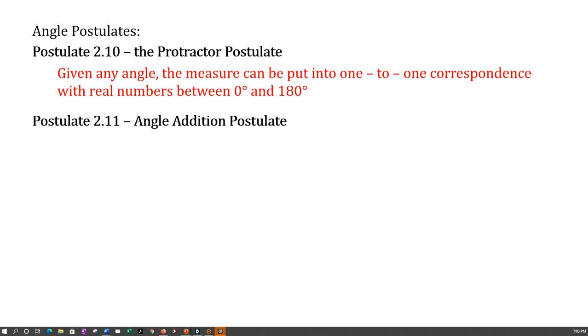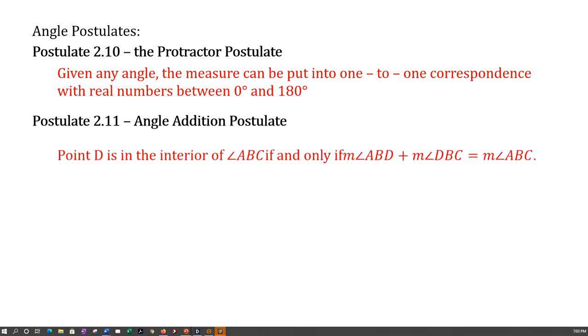So the important one, though, is the angle addition postulate, which is similar to the segment addition postulate. It means that point D is in the interior of angle ABC if and only if the measure of angle ABD plus the measure of angle DBC equals the measure of angle ABC.